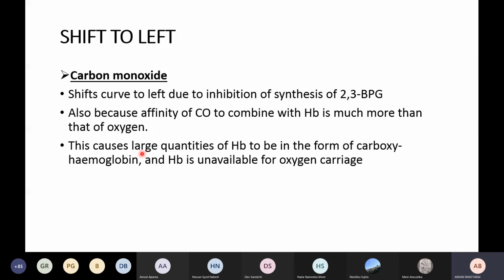This also shifts the curve to the left because of inhibition of synthesis of 2,3-BPG. Carbon monoxide actually inhibits the synthesis of 2,3-BPG, and 2,3-BPG, as you know, shifts the curve to the right. So that's why large quantities of hemoglobin are in the form of carboxyhemoglobin in case of carbon monoxide poisoning or something like that. So this causes shift of the curve to left.